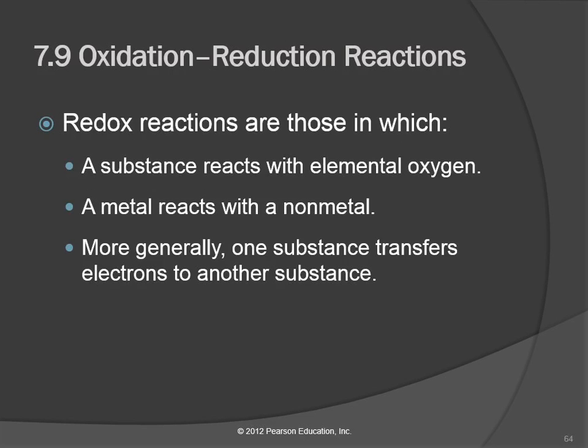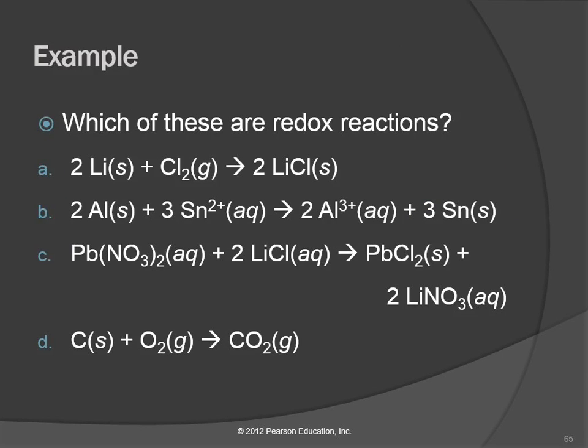How do we identify that? Well, if we have a substance reacting with elemental oxygen. So you've got a substance and the other reactant is O2. Remember, oxygen is one of those diatomic elements. So you've got something reacting with O2. That's an oxidation-reduction reaction. If you have a metal reacting with a nonmetal, like sodium reacting with chlorine, metal, nonmetal, it's going to be an oxidation-reduction reaction. And then more generally, if one substance transfers electrons to another. So this is the sort of thing we should be able to do.